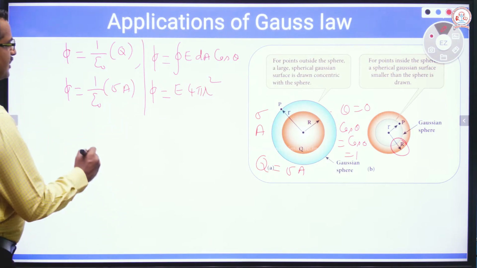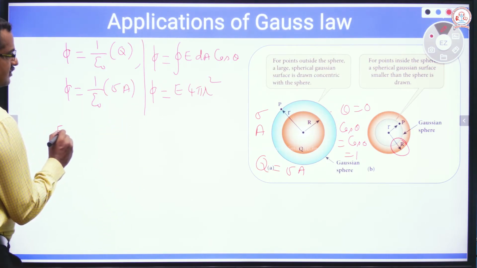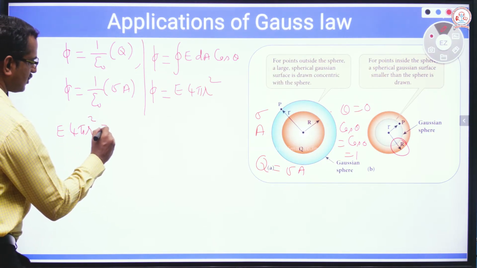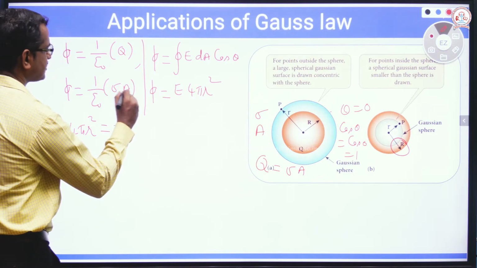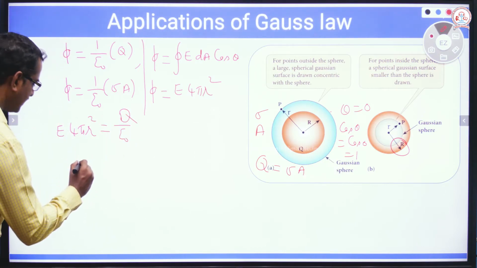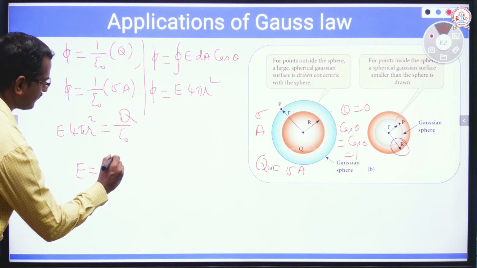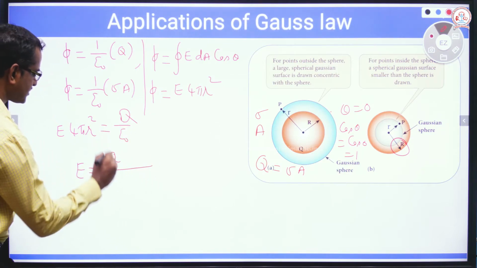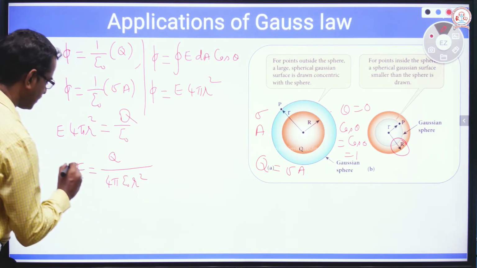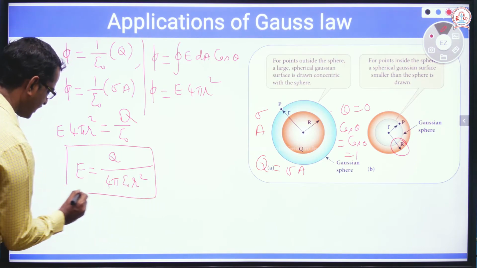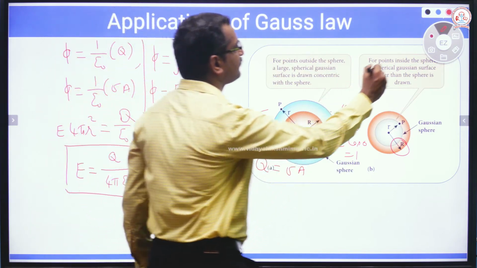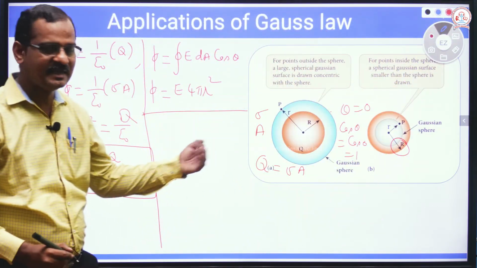If you are equating these two, we can write that electric field times 4 pi r square, E 4 pi r square, is equal to 1 by epsilon naught sigma into A, as given in the textbook. Let us take that it is total charge Q. Then electric field E is equal to the total charge enclosed by the surface divided by 4 pi epsilon naught r square.